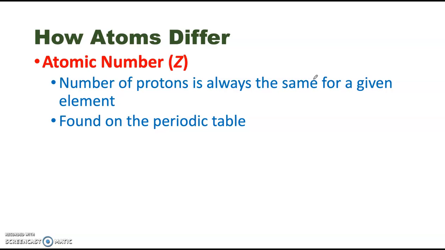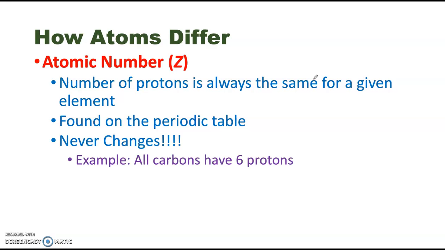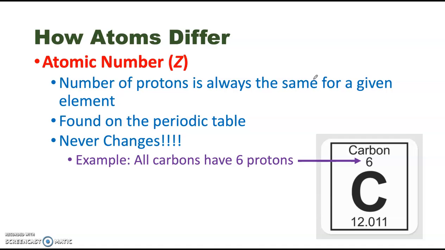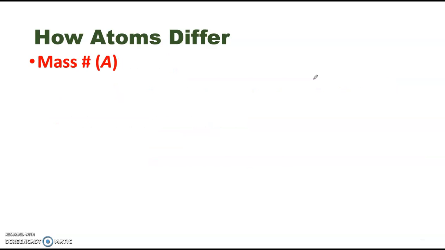Now this is found on the periodic table. Again, when you look at the periodic table, the first element is hydrogen. That means it has 1 proton. Second element is helium. That means it has 2 protons. And so forth. And it never changes. And here's my example. When you look at a periodic table, the reason carbon is number 6 on the periodic table is because it has 6 protons. If you have an element with 7 protons, it's not carbon anymore. It would be called nitrogen because nitrogen is the 7th element.